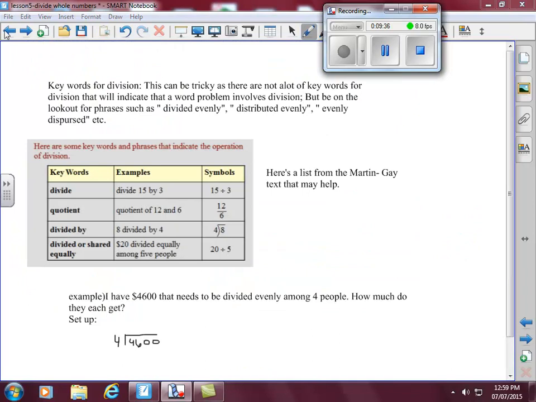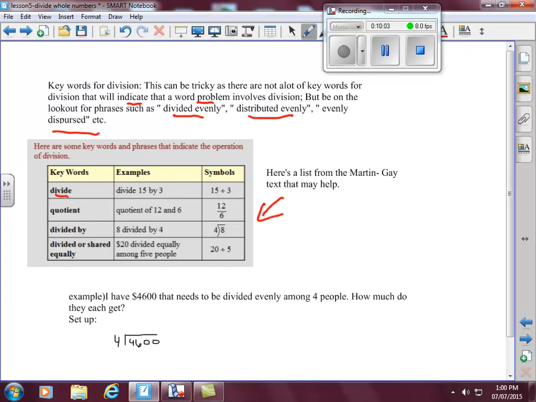Okay, and last but not least, I switched to this slide. Keywords for division. This can be tricky, as there are not a lot of keywords for division that blatantly indicate that a word problem involves dividing. But be on the lookout for phrases such as divided evenly, distributed evenly, evenly dispersed, things such as that. Here's a list from the Martin Gay text that may be helpful.